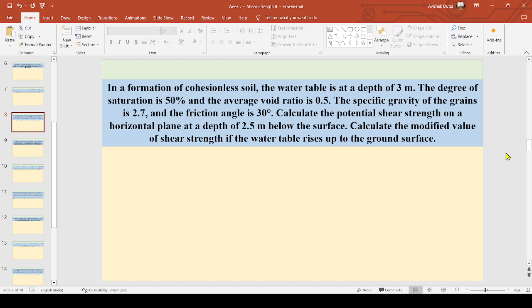So we have a cohesionless soil formation where the water table is at a depth of 3 meter from the ground surface. The saturation is 50%, void ratio is 0.5, specific gravity is 2.7 and friction angle is 30 degree. We have to find out the potential shear strength on a horizontal plane at a depth of 2.5 meter below the surface. The first case, it is above the water table. In the second case, to find out the modified shear strength when the water table will rise up to the ground surface. So it will have two answers.